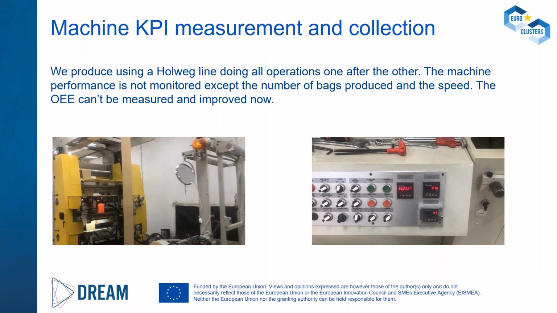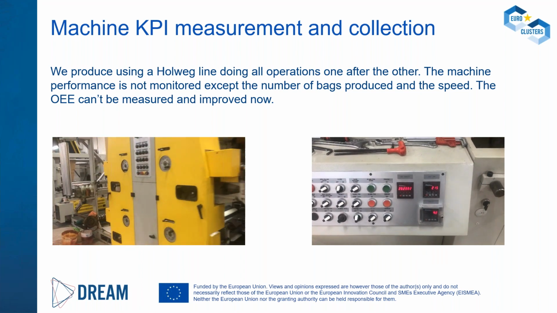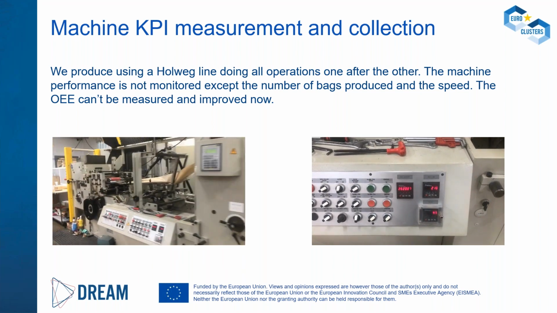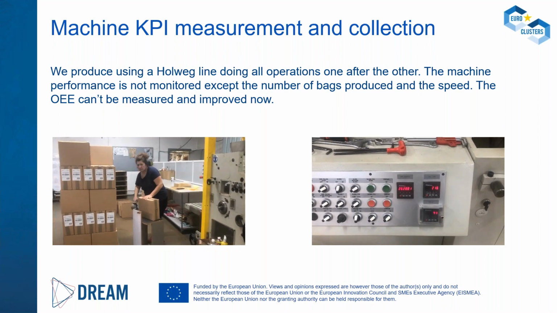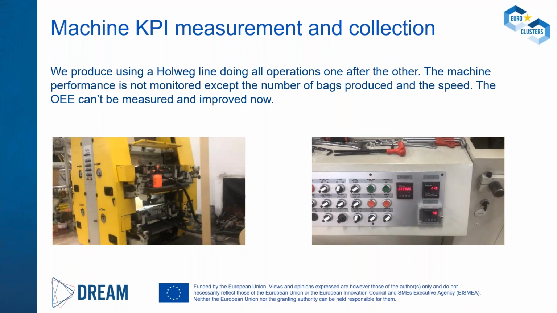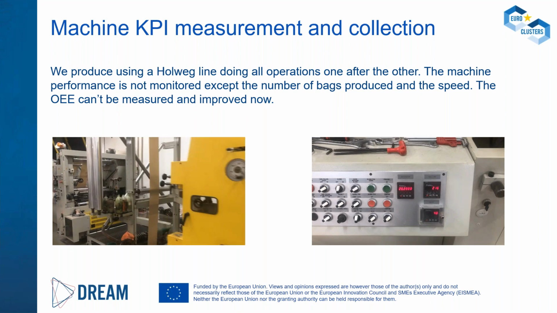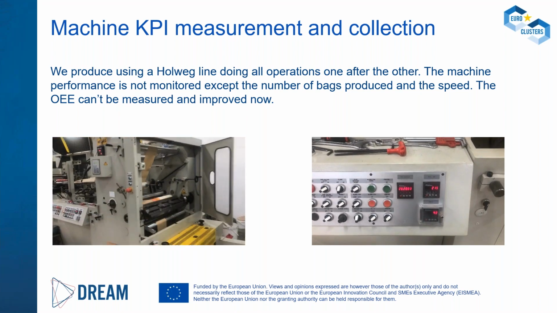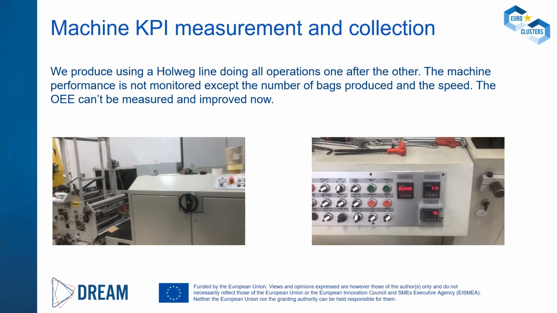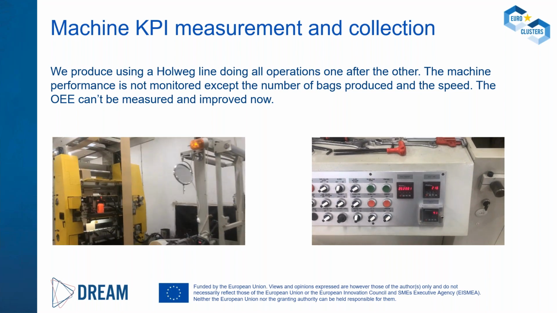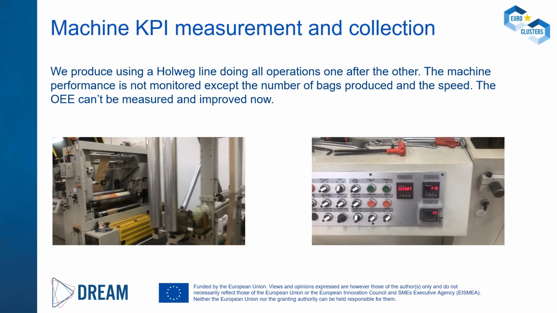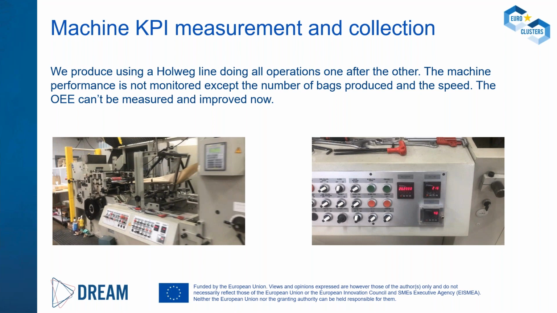On the right side, you see what we are measuring only on our machine. So it's the number of bags made and the speed, as well as how many bags we get in a package. We don't have any monitoring of the line itself, how many times it stops, why it stops. So we are not able to measure the overall equipment efficiency, except if we introduce manual collection of the data, which interferes with the operators working in the line.